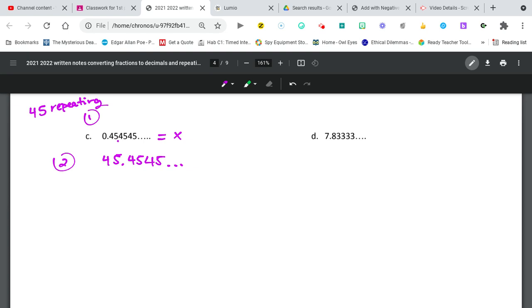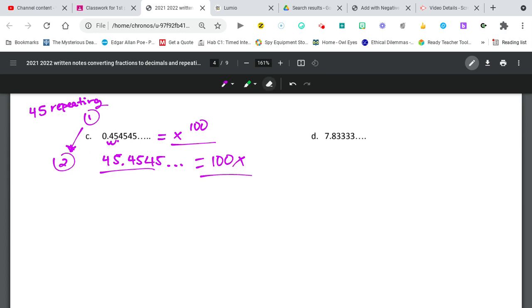But to do that, I need to multiply by 100. That's going to push it 2 places over, which means I multiply this by 100. So to get from equation 1, or step 1, to step 2, I'll just need to multiply both sides by 100. Multiply this by 100, it gives me this. Multiply this by 100, it gives me that. Okay, there we go.